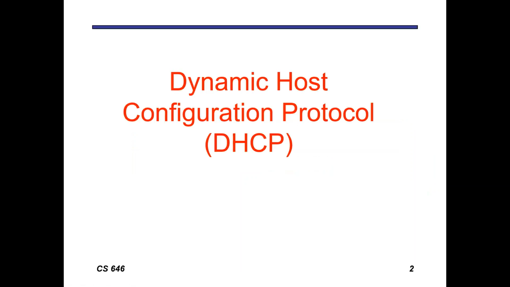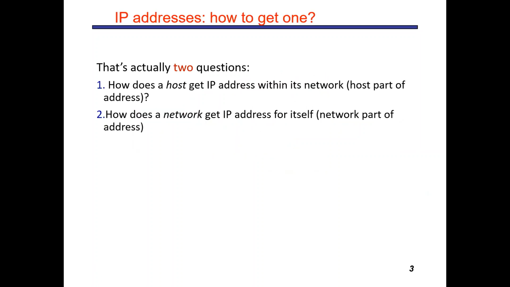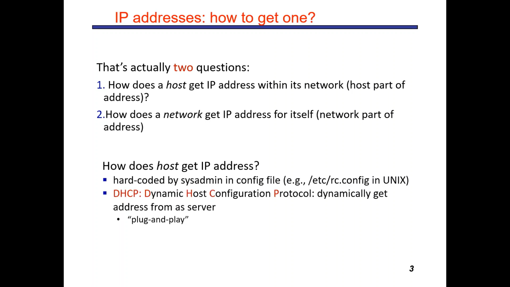So the first protocol is Dynamic Host Configuration Protocol, also known as DHCP. Before we go into the discussion of DHCP, there are two important questions. One is, how does a host get an IP address on the network? If you have a computer system or a mobile device that gets connected to a wireless router or an Ethernet switch, for example, then how does your host get an IP address? And the second important question is, how does the network get an IP address for its network part?